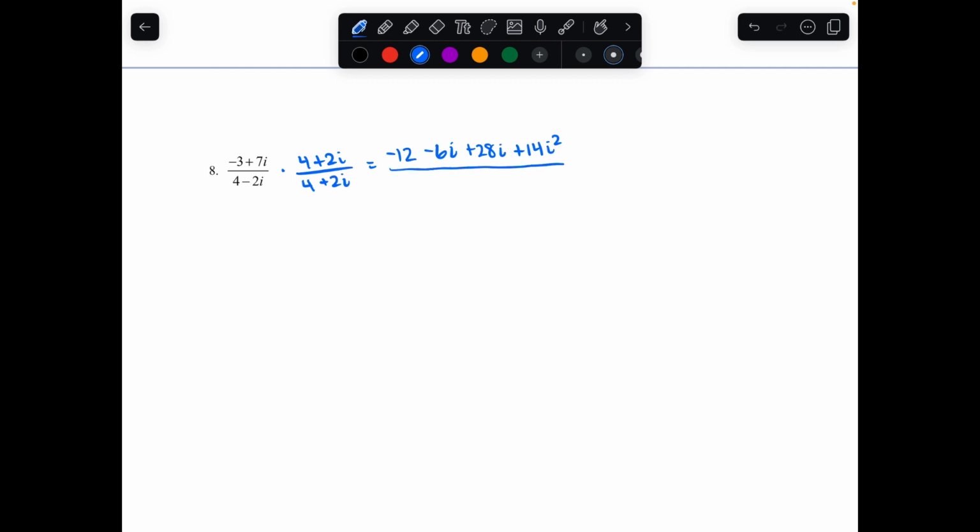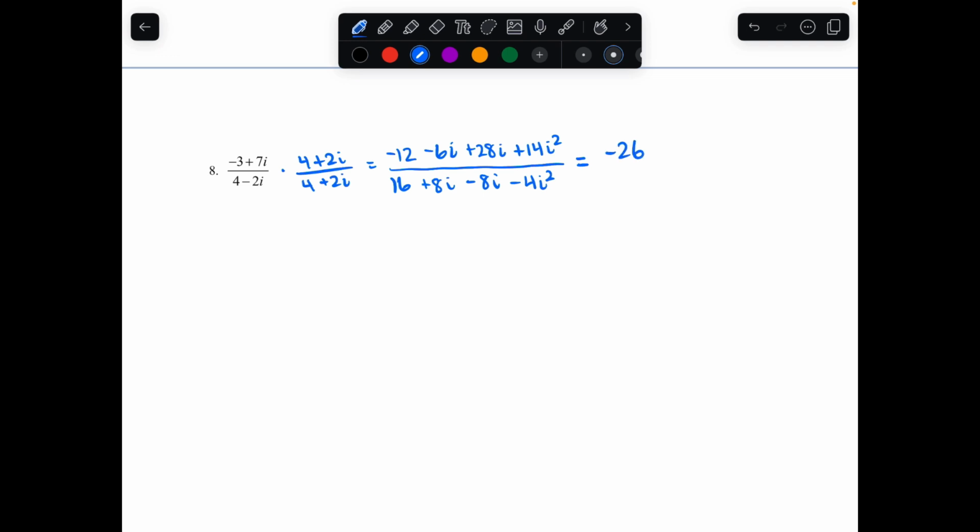Now we go to our denominator. We have 4 times 4 is 16, and we have 4 times 2i is 8i. Negative 2i times 4 is minus 8i, and then minus 2i times positive 2i is minus 4i squared. We know these i squareds are going to be negative 1s, so we can start grouping everything together. We have negative 12 plus 14 times negative 1. 14 times negative 1 is going to be negative 14. So negative 12 minus 14 is negative 26.